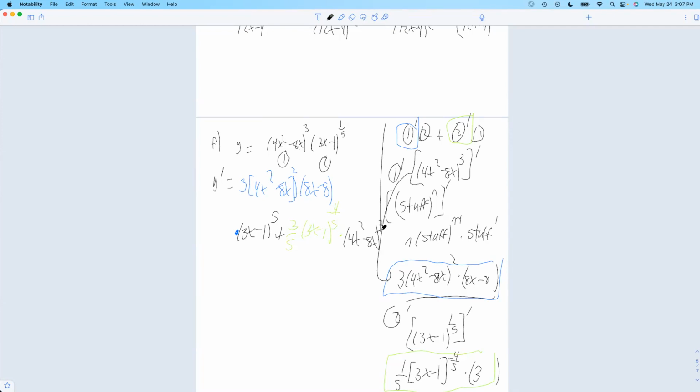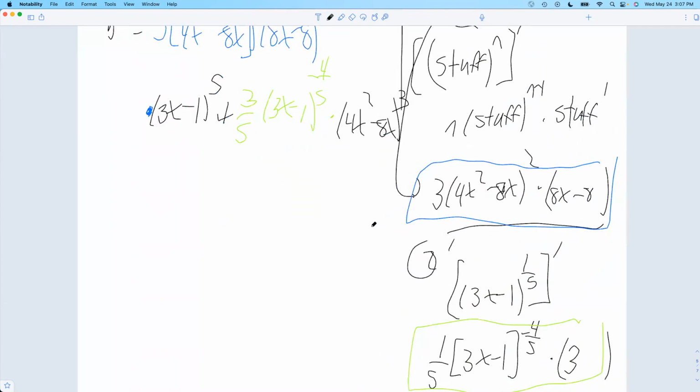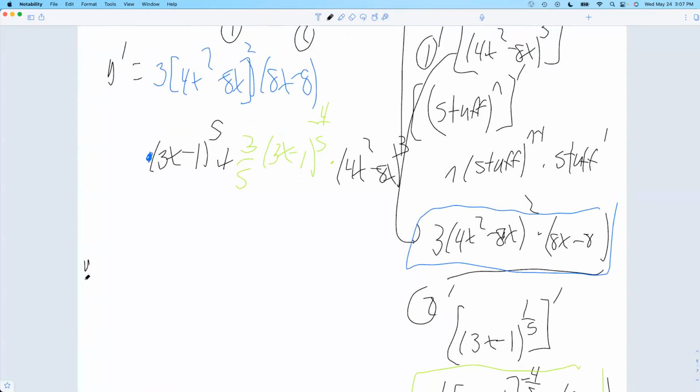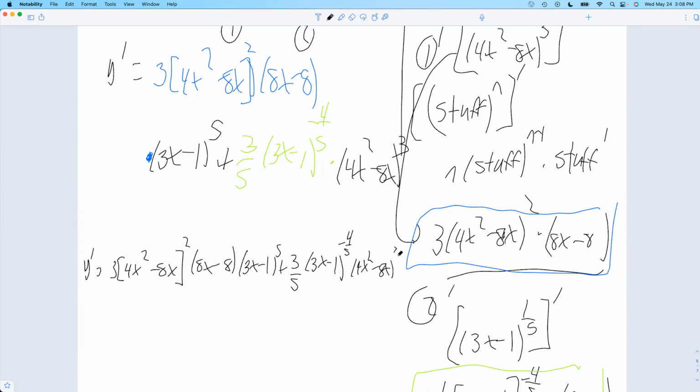Okay, so just for clarity, I'm going to write that all out, all nice and neat. 3 times (4x squared minus 8x) quantity squared times (8x minus 8) times (3x minus 1) to the fifth plus 3/5 times (3x minus 1) to the negative 4/5 times (4x squared minus 8x), and that's all cubed. Hopefully I'm copying all this correctly. That would be my derivative.